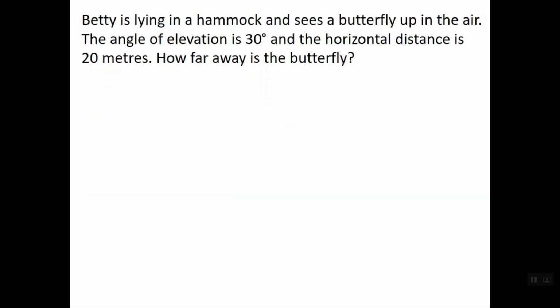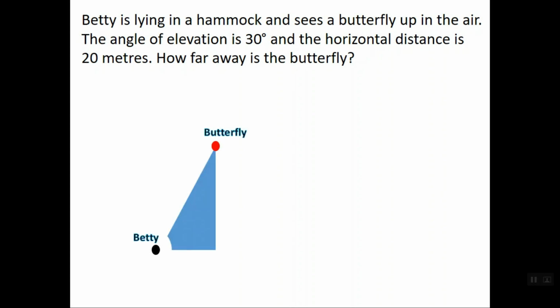Now let's look at an example. It says, Betty is lying in a hammock and sees a butterfly up in the air. The angle of elevation is 30 degrees and the horizontal distance is 20 meters. How far away is the butterfly? The first step, guys, as I mentioned before, is to draw your diagram.